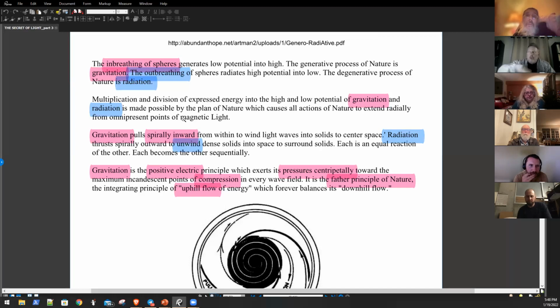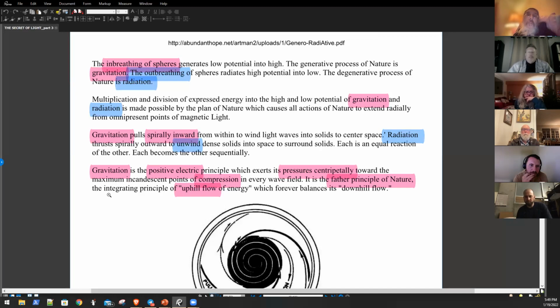So we have this gravitational pulling in, male, hot, clockwise spin, from within to wind light waves into solids to center space. So as it winds in, solid, positive, clockwise. Then it will radiate out, thrust spirally outward, counterclockwise, equal but opposite to the clockwise spin of the other direction, to unwind dense solids into space to surround solids. Each is equal reaction of the other. Each becomes the other sequentially.